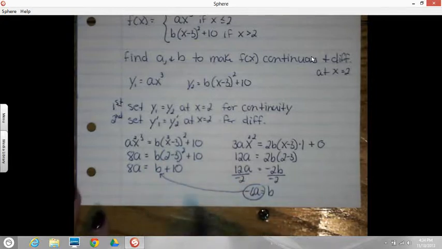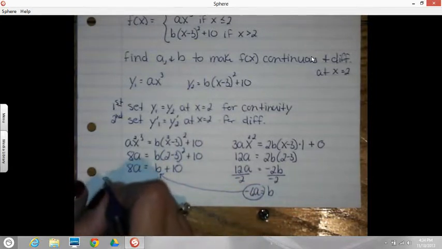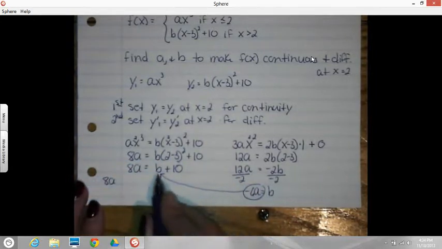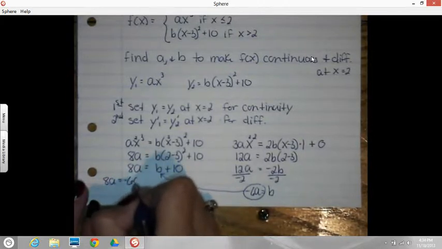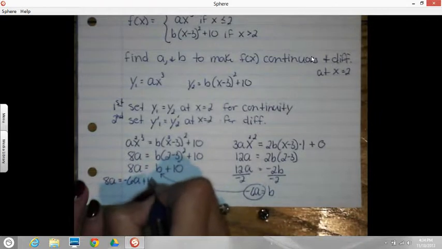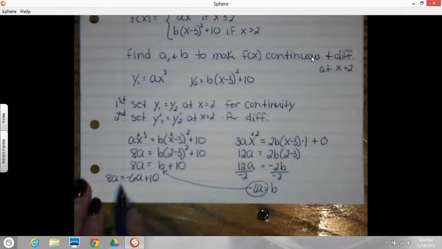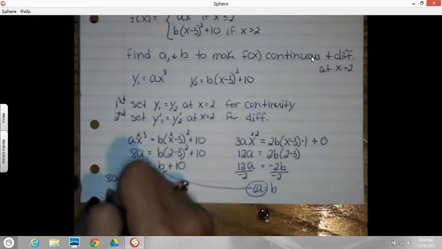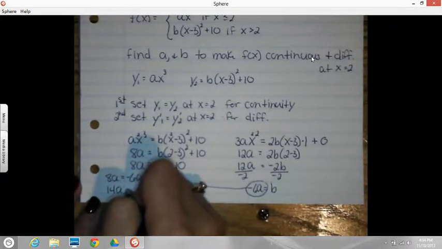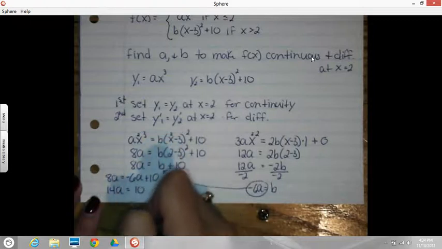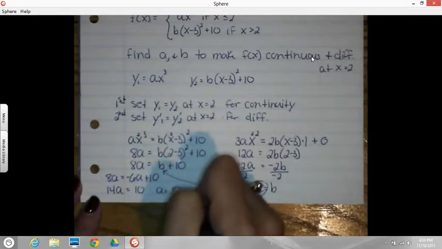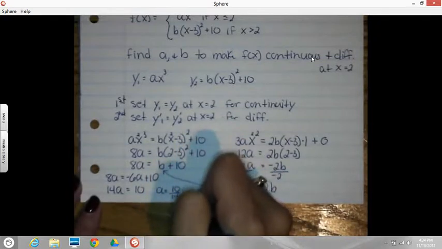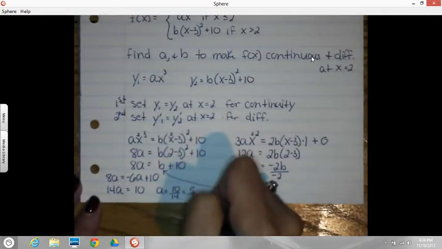I'll have 8a equals negative 6a plus 10. Now I've got one equation with one unknown that can be solved. Add 6a to this side, that'll give me 14a equals 10. Divide by 14. Kind of running out of room here. 5/7. Ooh, that's what I got in my notes.